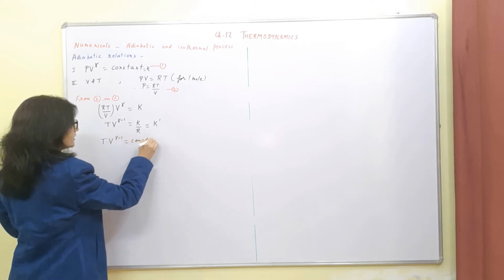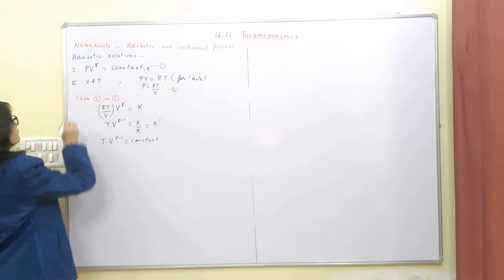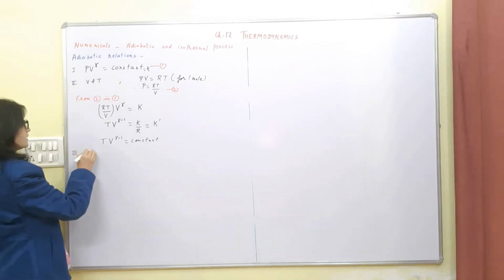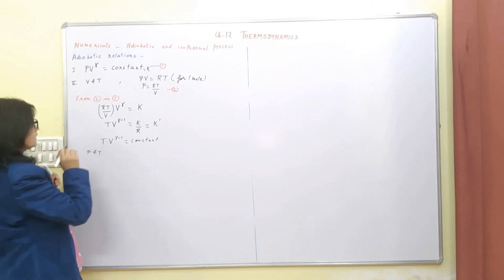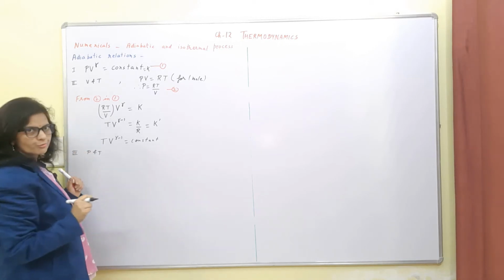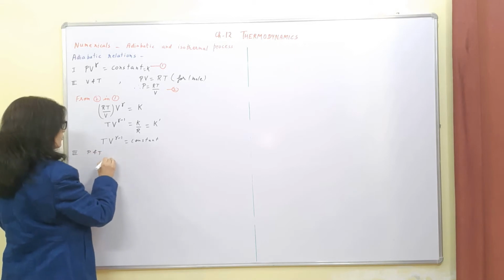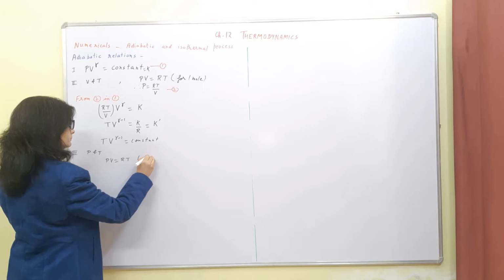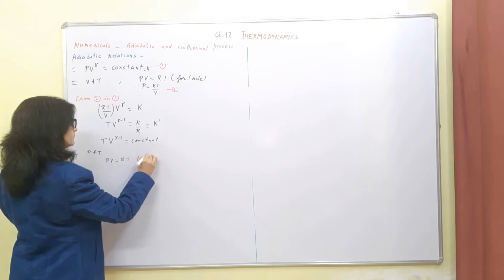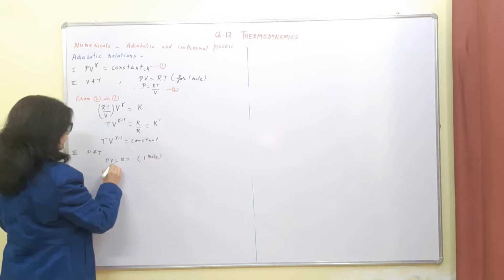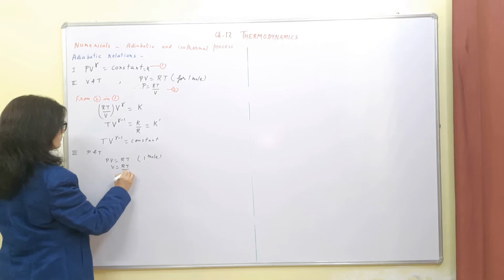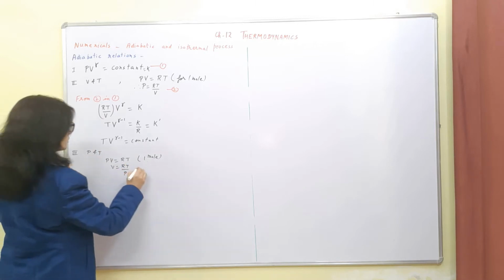So this is the second adiabatic relation. Then we come to the third adiabatic relation between P and T, right? So for that we need to eliminate V. So again from PV is equal to RT for 1 mole, we will get V is equal to RT upon P. We will mark this as 3.